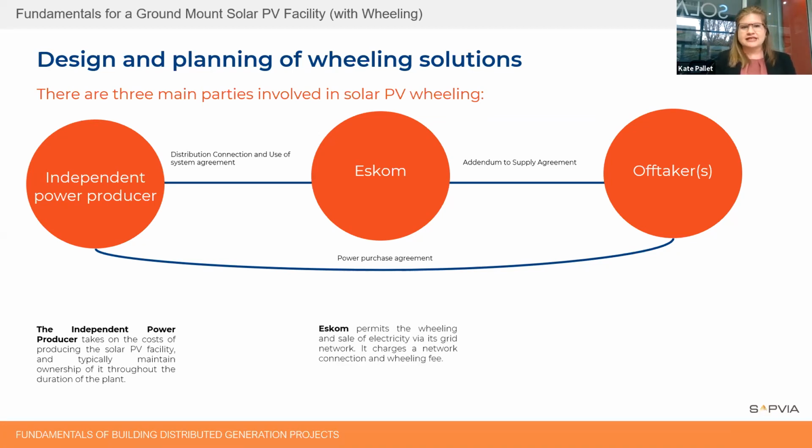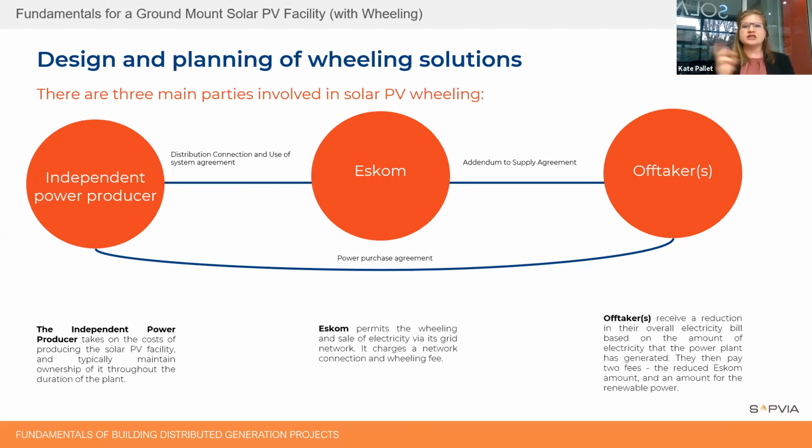The second party is obviously Eskom. They permit the wheeling and the sale of electricity into their network, and they charge a network connection and a wheeling fee. So, interesting to De Villiers' point on the mall that actually fed in to the City of Joburg in terms of their demand charge, this is a similar thing where you're actually paying Eskom to use their grid and therefore offering a new stream of income to Eskom, which is why wheeling is such a feasible and really exciting upgrade to the way in which we can procure power.